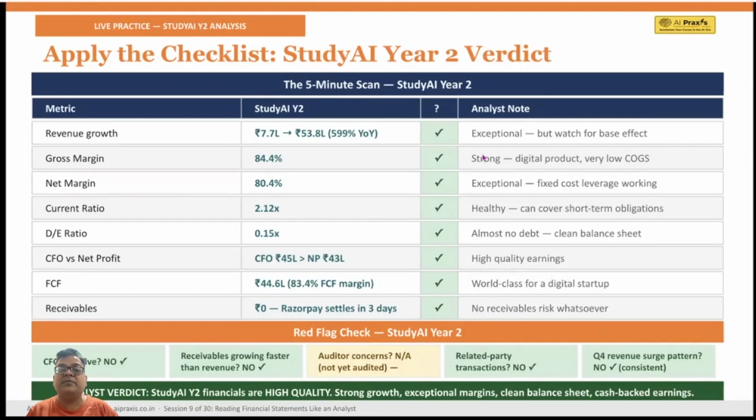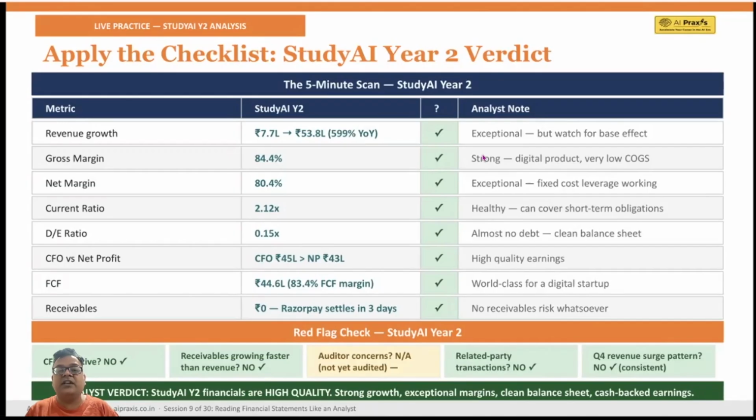Moving to financial stability, current ratio, we've discussed this multiple times. So 2.12 times. This means the company has more than double the assets compared to its short-term liabilities. So it is financially comfortable in the short term. Now, debt to equity ratio is 0.15 times, much closer to zero. Very low, right? So it tells you the company is almost debt-free with a very clean balance sheet.